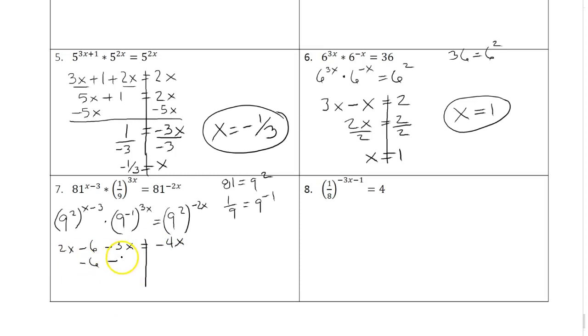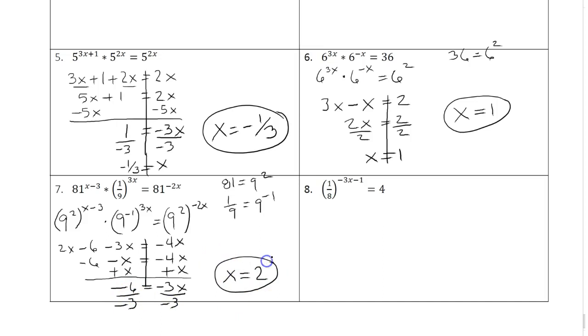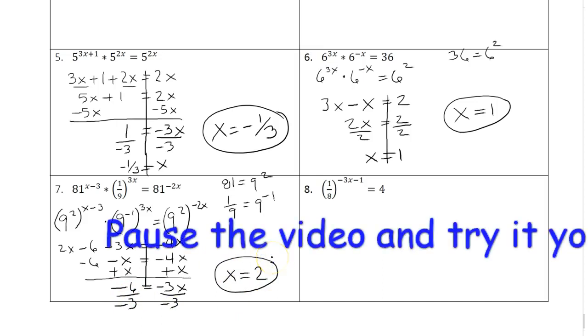Combine like terms for negative 6 minus x equals negative 4x. Add x to both sides. We now have negative 6 equals negative 3x. Divide both sides by negative 3. Our solution is x equals positive 2. Now pause the video and try the last example yourself.